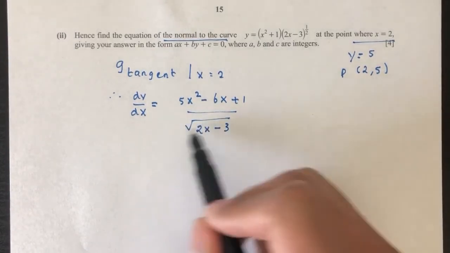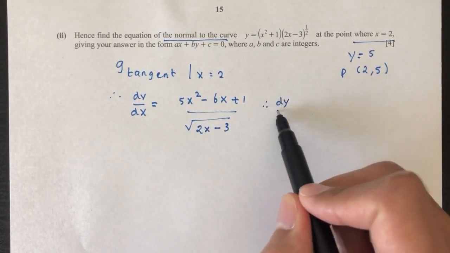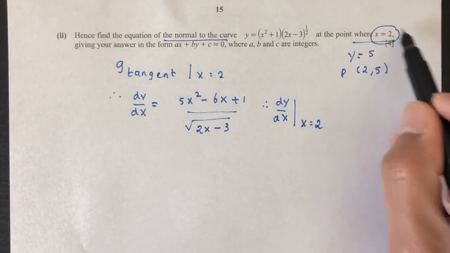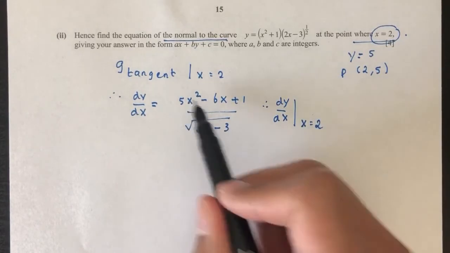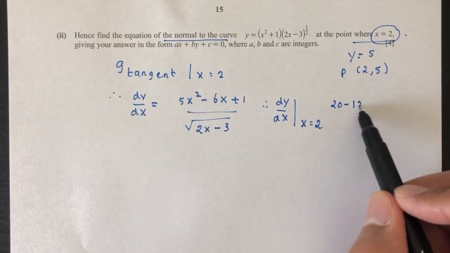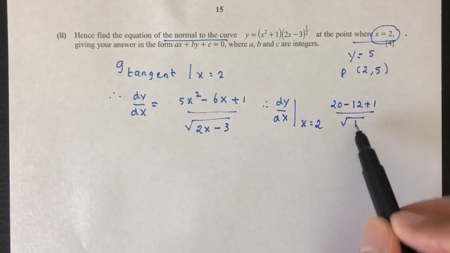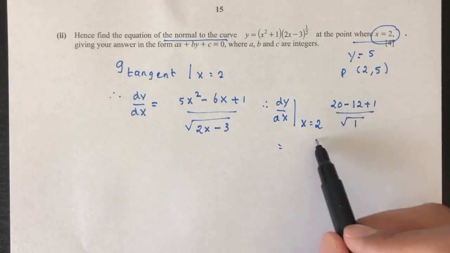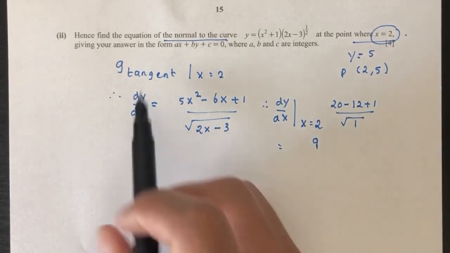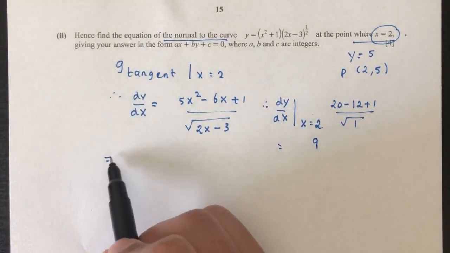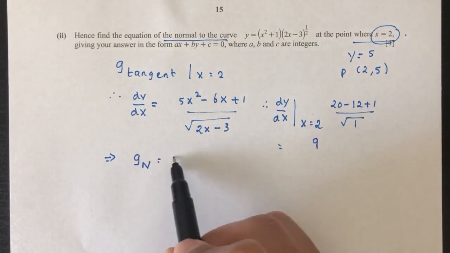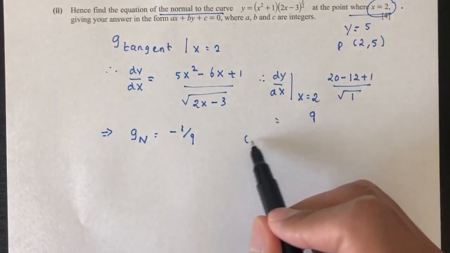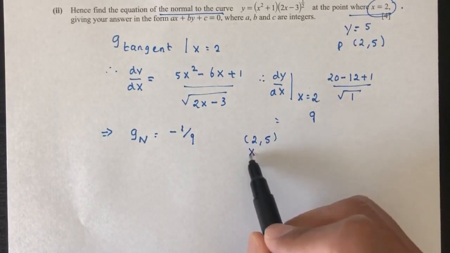So let's find dy by dx at x equals 2 at this point. So replace, we have 20 minus 12 plus 1 over square root of 1. So let's find that. This is 9. So gradient of tangent is 9. So from this we know that gradient of normal will be minus 1 over 9. So if you have the gradient, you have the point, which is 2, 5. You can find the equation of the normal.